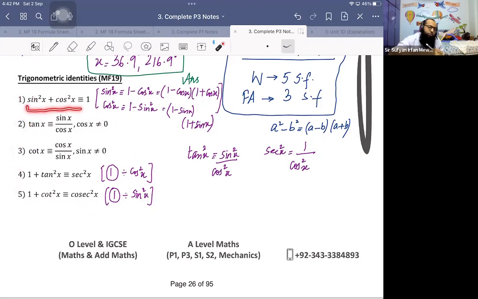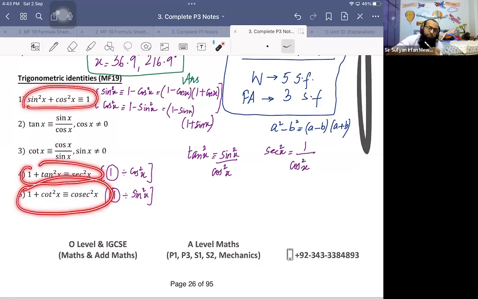Also, we need to tell you another thing. Sin square x plus cos square x identical to 1 is usually proved in books using Pythagoras theorem. We know that Pythagoras theorem says hypotenuse square is equal to base square plus perpendicular square. So using that, the first identity is derived. That is a long derivation, and we don't actually need to know it because we just need to use it, right? So if this identity has been derived using Pythagoras, then the fourth and the fifth one will also be derived using Pythagoras.